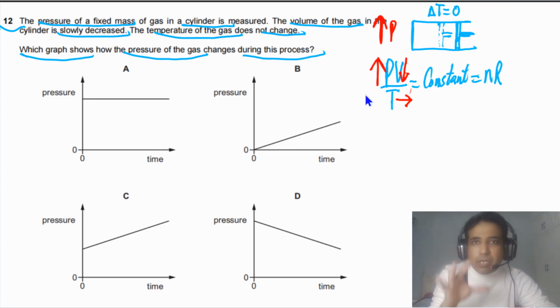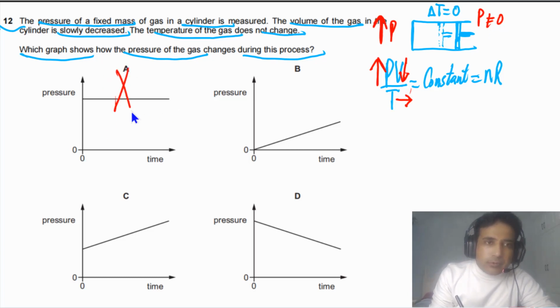We also need to understand that at time t equal to 0, when the piston is at this point, P is not equal to 0. Now, if you look at the given options, this one is not possible. This is telling you P remains constant. This is telling you P is increasing with time, but this is also telling you at time t equal to 0, P is equal to 0. So this is not the right option.